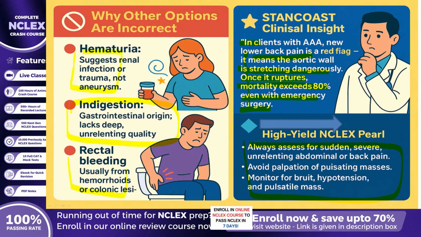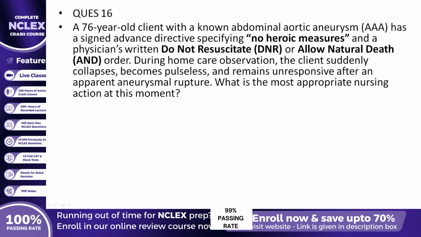Moving deeper into another ethical and clinical decision-making scenario, picture this: a 76-year-old client with a previously diagnosed abdominal aortic aneurysm has made their wishes clear through a signed advance directive that explicitly states no heroic measures. And the physician has documented this as a do not resuscitate or allow natural death order. During a home care visit, the client suddenly collapses, becomes pulseless, and remains unresponsive following what appears to be a rupture of the aneurysm. The question asks, what should the nurse do at this exact moment?